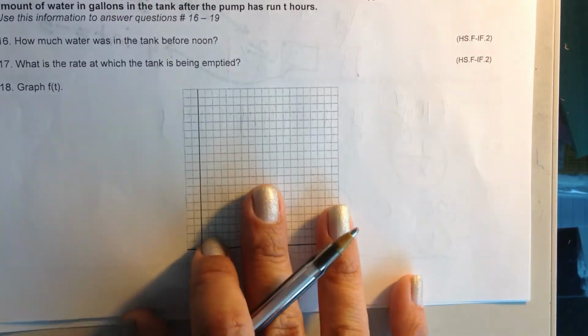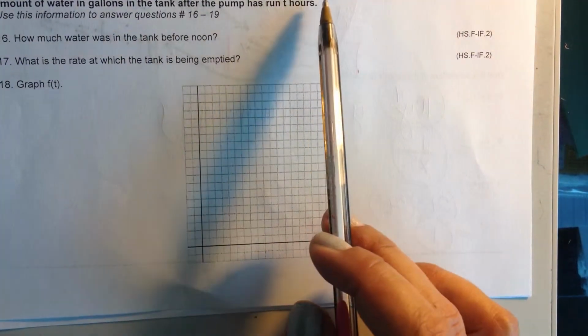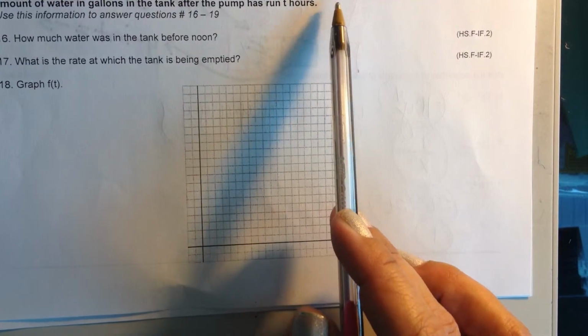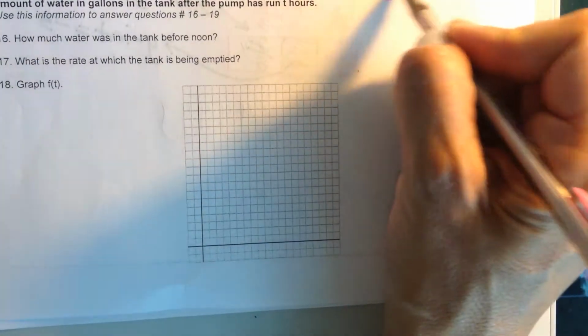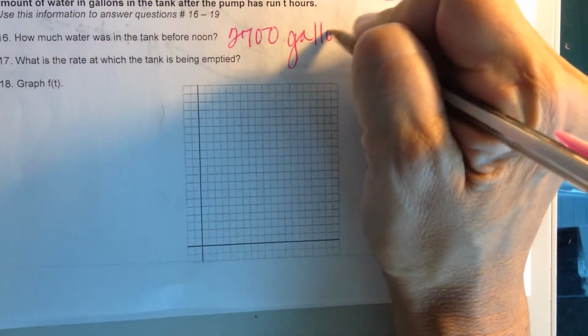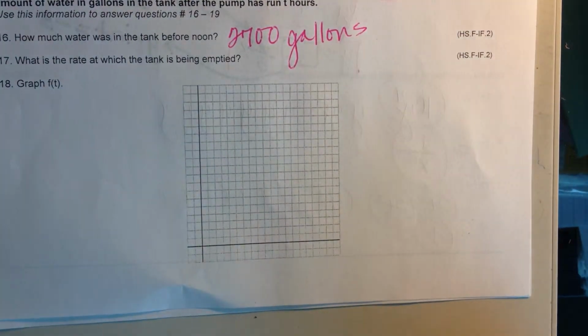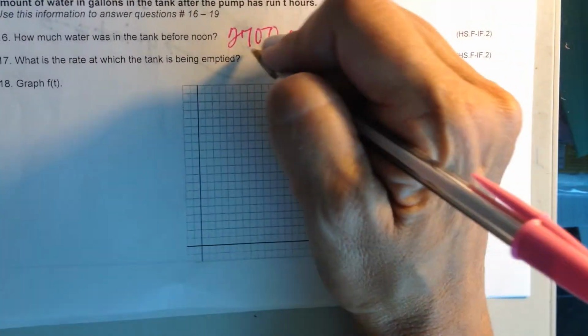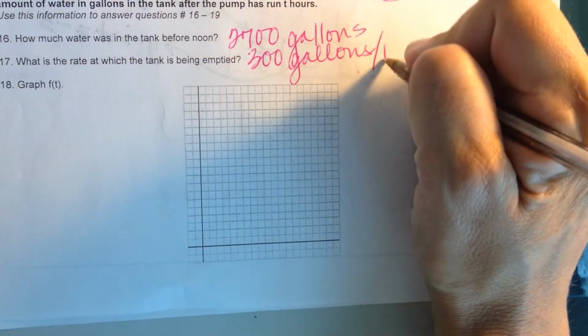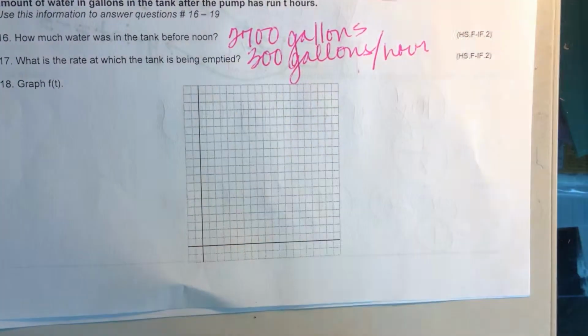At noon, a pump starts emptying a tank of water at a constant rate. How much water was in the tank before noon? The starting value here was 2,700. I'm going to assume this is in gallons, because it goes on to talk about gallons. And at what rate is the tank being emptied? It's going down 300 gallons an hour. And we know that because of the minus 300t.